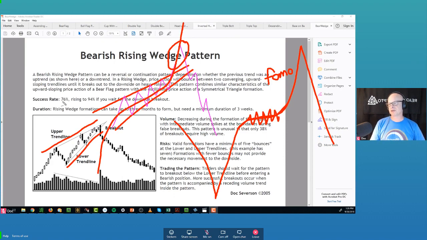So bearish rising wedge pattern. Again, pretty high probability this will eventually break to the downside. But most of these will pop out to the top first.